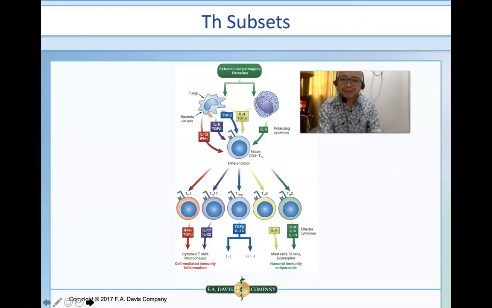Now, as you can see, aside from the CD4 and CD8, there are other subsets of T helper cells. We also have the Th1 and Th2, which we have already discussed, and then we have the Th17, Treg, and Th9. For cell-mediated immunity, we have the Th1 and Th17, and for humoral immunity and also for anti-parasitic response, we have Th9 and Th2. You may want to study this particular illustration, which is found on page 50 of this book.